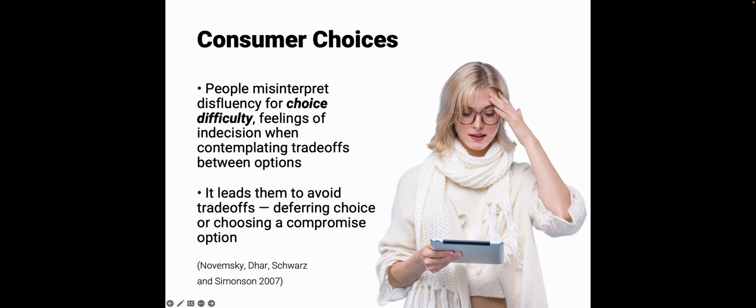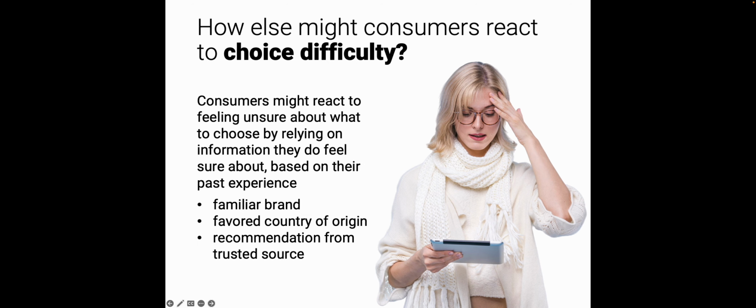However, it's less clear how perceptual disfluency may affect consumer choices when trade-offs cannot be avoided. For example, when choosing between two options and there is no option to defer and there is no compromise option. So we asked how else might consumers react to choice difficulty. In addition to deferral and compromise, it seems possible that consumers might react to feeling unsure about what to choose by relying on information they do feel sure about.